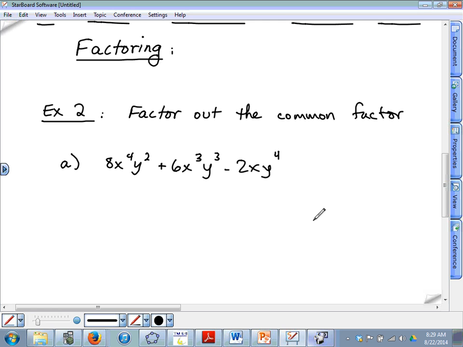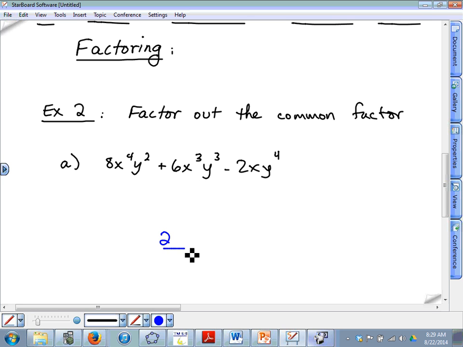I would break this down into smaller chunks. First, look at each coefficient. You know what I mean by coefficient? Coefficients are the numbers. What's the biggest number that divides into each of those? 2. So 2 is going to be part of your greatest common factor.